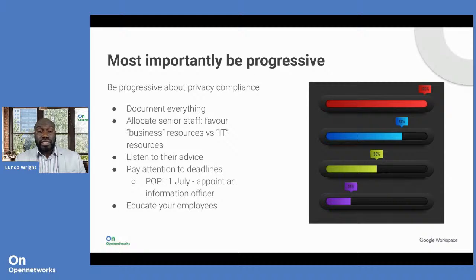There are key deadlines that you need to pay attention to. The most important one is coming up on the 1st of July, where South African organizations need to actually appoint an information officer. The information officer is going to be the point of contact between yourself and your external parties, like your customers, for all matters related to privacy compliance. You also need to spend the time educating your employees. So draw up a program where you can educate your employees on security and on privacy and what your privacy compliance objectives are.